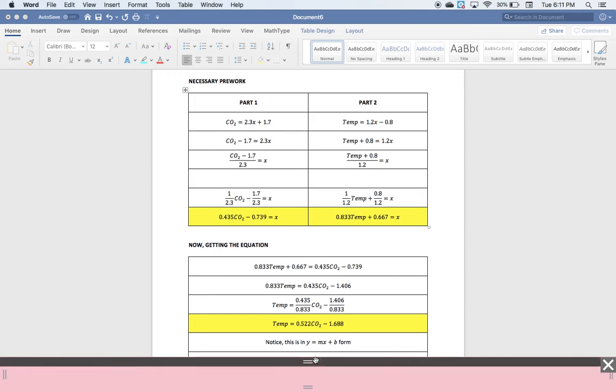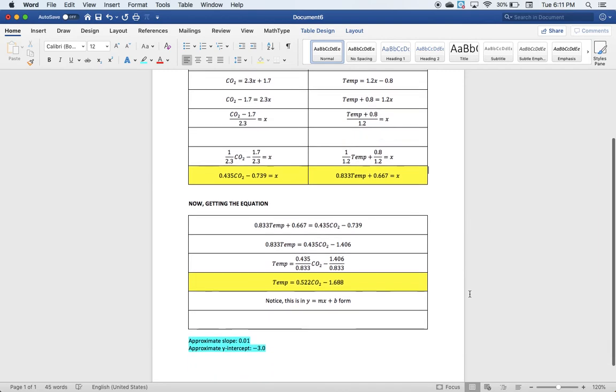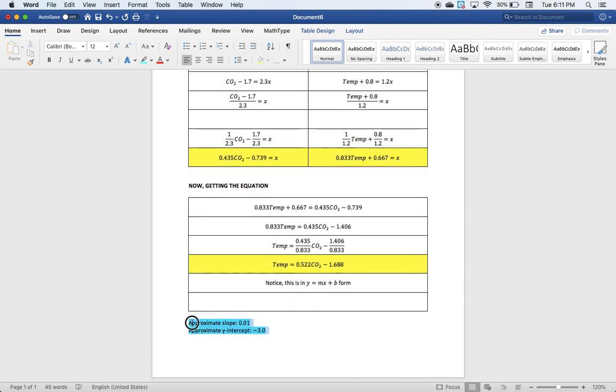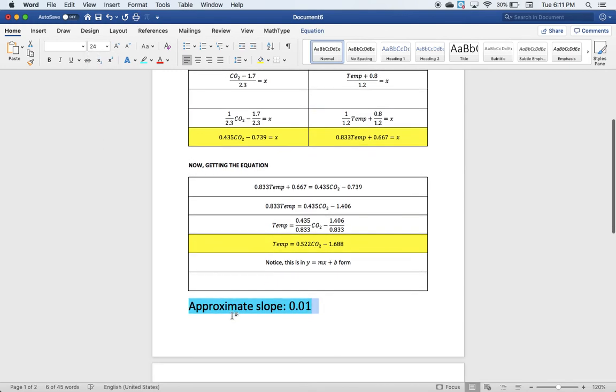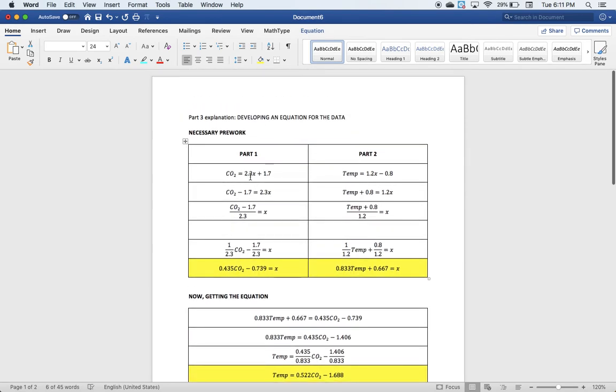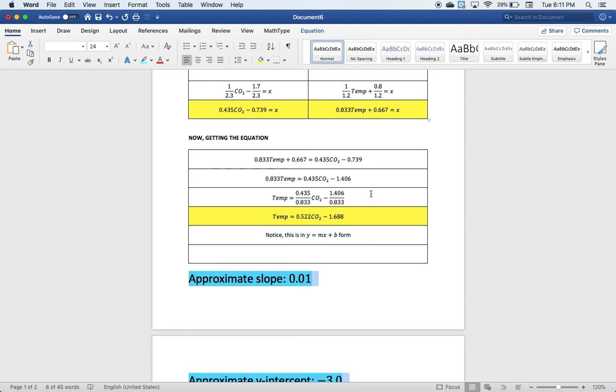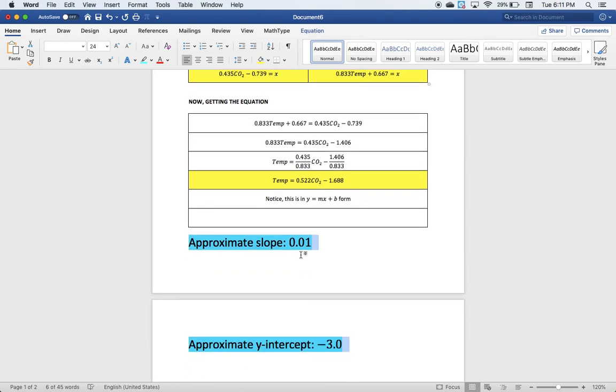All right, I went ahead and did it myself, and I have approximate slopes and approximate y-intercepts that you should have for part 3. Now again, it's approximate. Yours will be different depending on what equations you have from part 1 and part 2. However, it should still be close, or at least somewhat close, to these values. So the slope should be close to positive 0.01. Your approximate y-intercept, or your b value, should be close to negative 3.